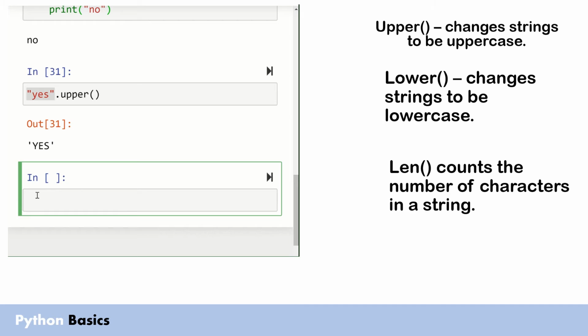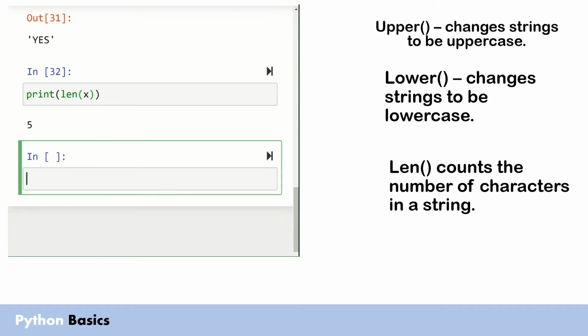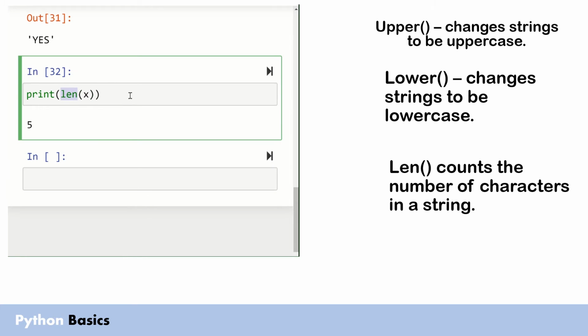So let's look at the next command. Okay, let's look at len. So let's go print len of x. That gives me the number 5. So what len is short for is length.